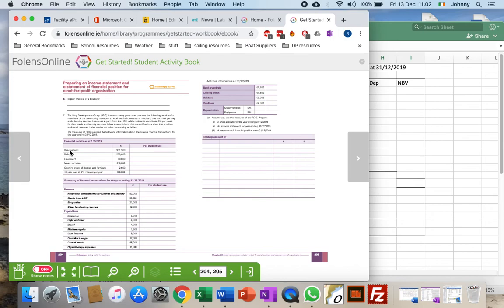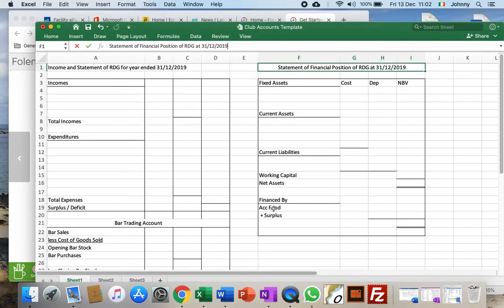So the reserve fund, this is like the money that's been saved in the club by the members over a number of years. If this was a business, we would have called it capital, but for a club, it's called accumulated fund or reserve fund. So that's put into financed by. I have it written down here as accumulated fund, but we're going to follow what it says in the question. So it's reserve fund. Okay, and we have 331,300.